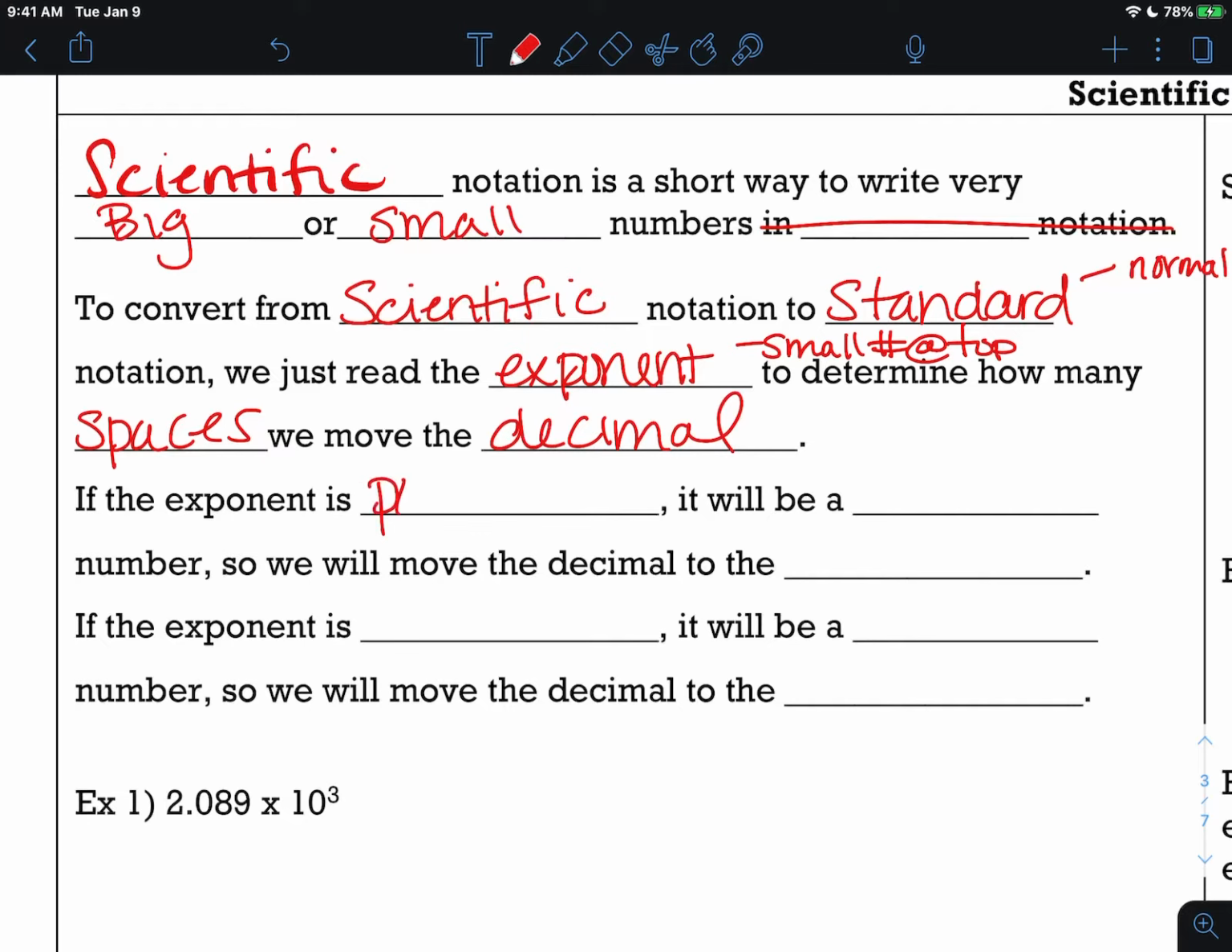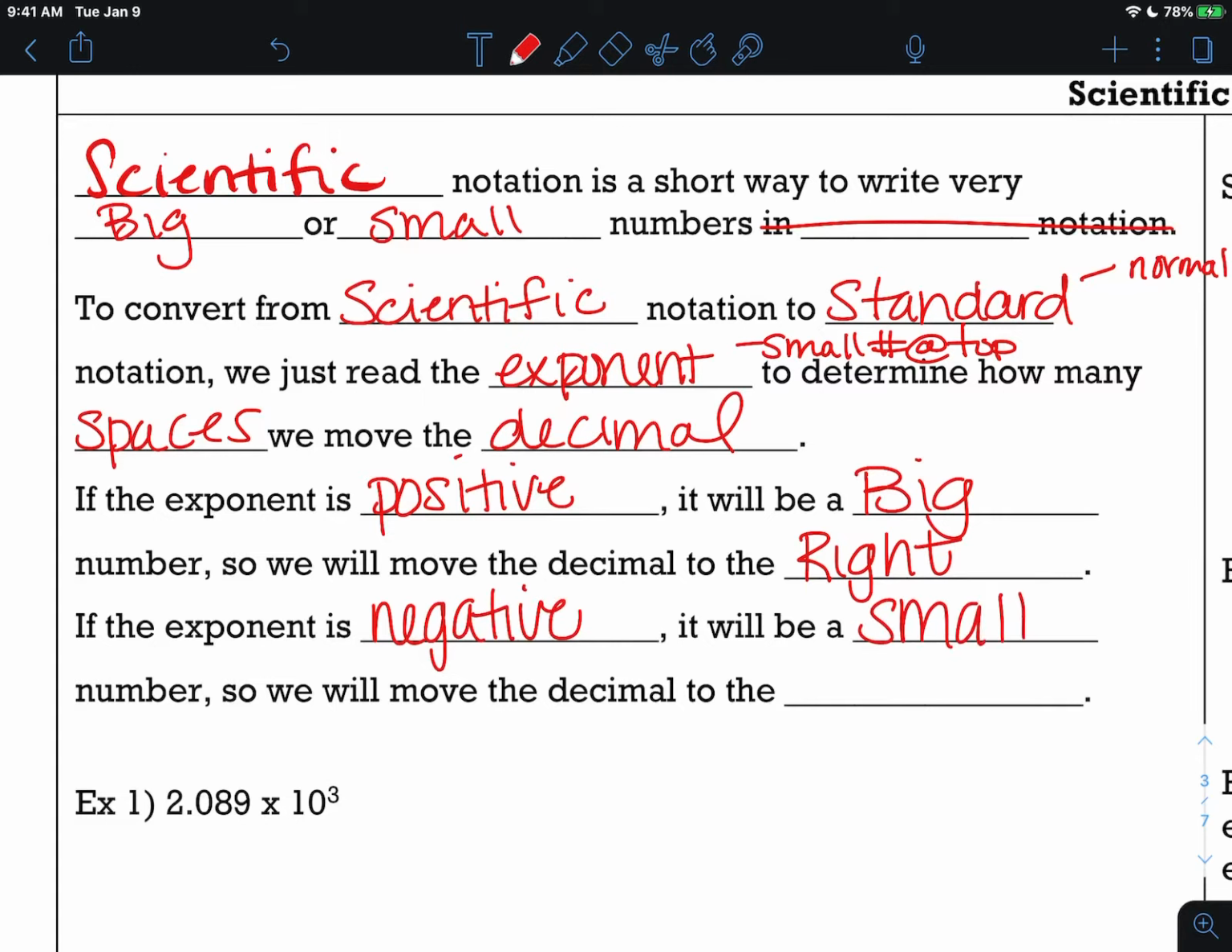If the exponent is positive, it will be a big number, so we will move the decimal to the right. If the exponent is negative, that means it'll be a small number, so we will move the decimal to the left.